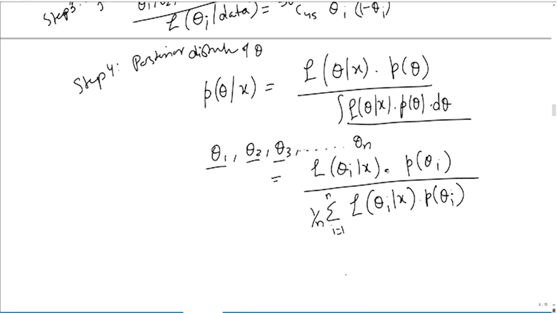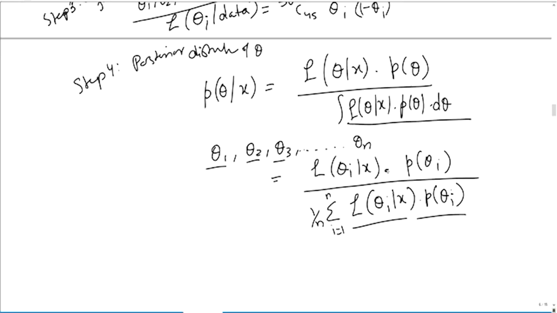But the idea you can understand here is that we are trying to calculate the total probability of x. For that, we sum this term across all mutually exclusive and exhaustive events theta 1, theta 2 up to theta n. So we are doing a similar thing here. Okay, so this is fine.